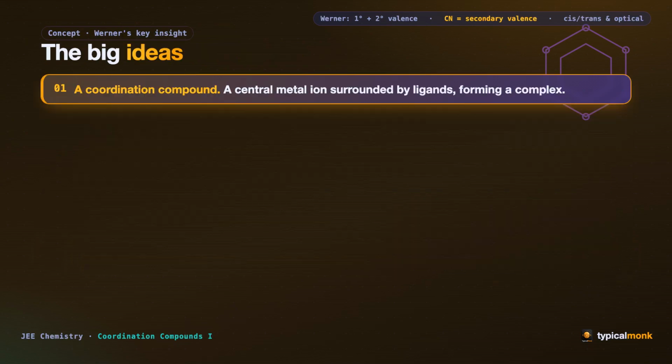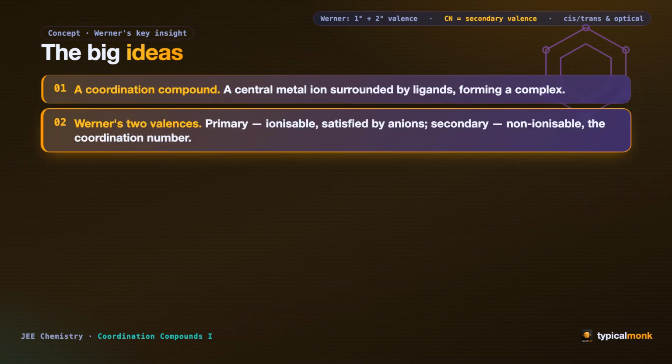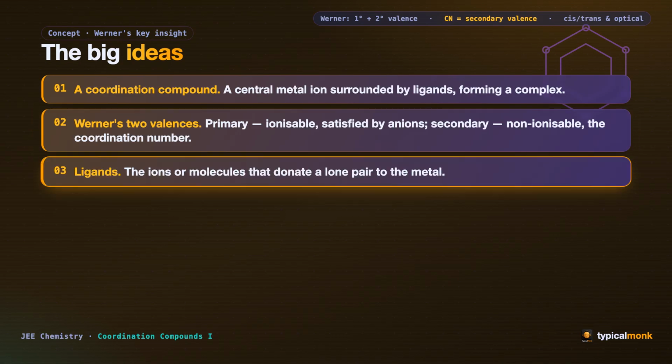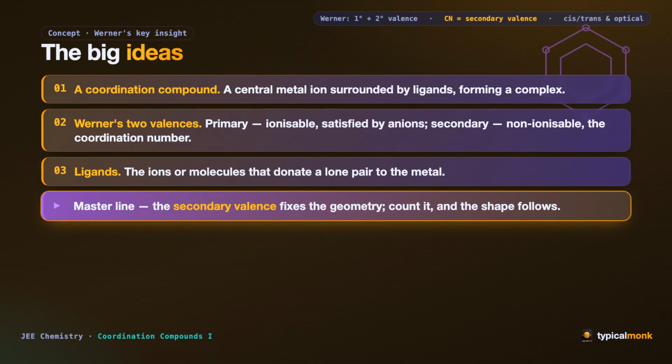Let us set the foundation with Werner's insight. A coordination compound: a central metal ion surrounded by ligands, forming a complex. Werner's two valences. The primary valence, ionizable, satisfied by anions, and the secondary valence, non-ionizable, which is the coordination number. Ligands, the ions or molecules that donate a lone pair to the metal. Master line: the secondary valence fixes the geometry. Count it, and the shape follows.